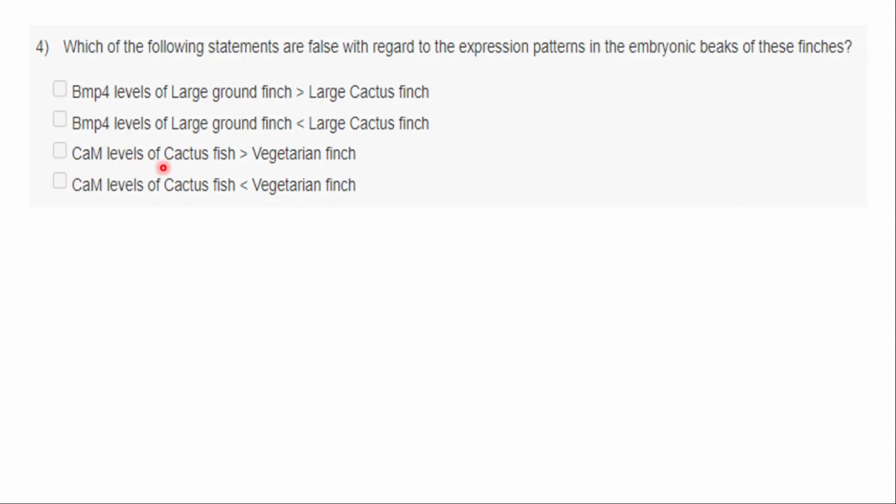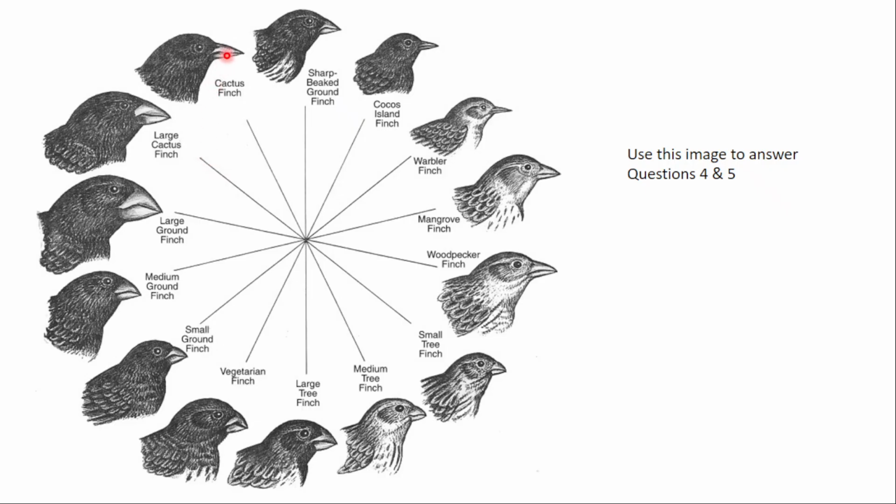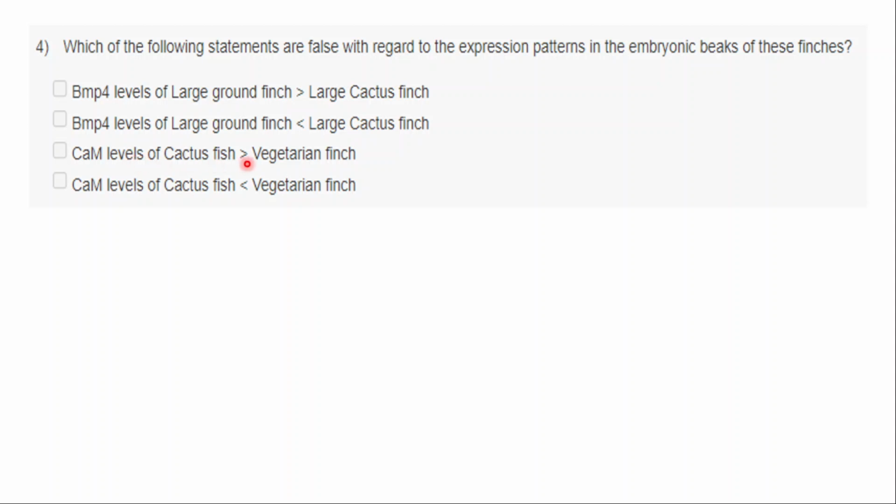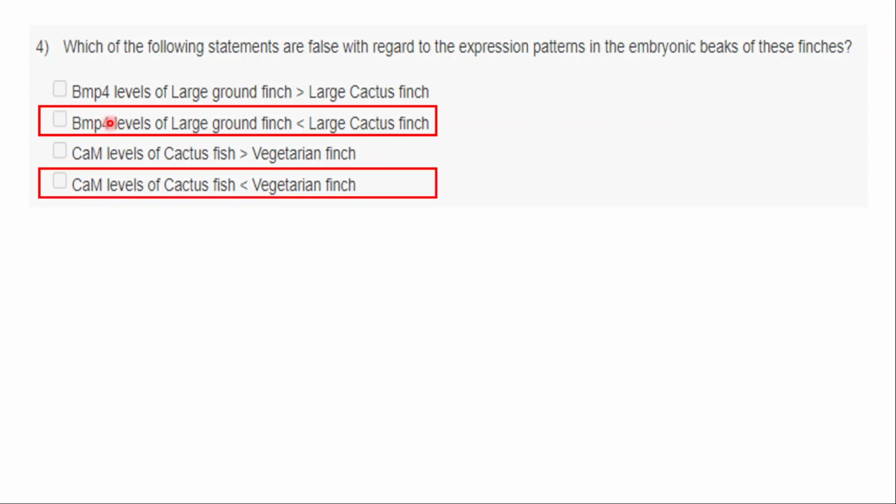And CAM levels determine the length of the beak between cactus and vegetarian. Here you see cactus has a longer beak. Long beak means higher CAM and short beak lesser CAM. So cactus finch will have higher CAM with respect to vegetarian finch. So CAM levels of cactus finch greater than vegetarian finch. This is a true statement, and 4 is a false statement. So 2 and 4 are the false statements, which is the correct answer as I have revealed. I hope it is clear.